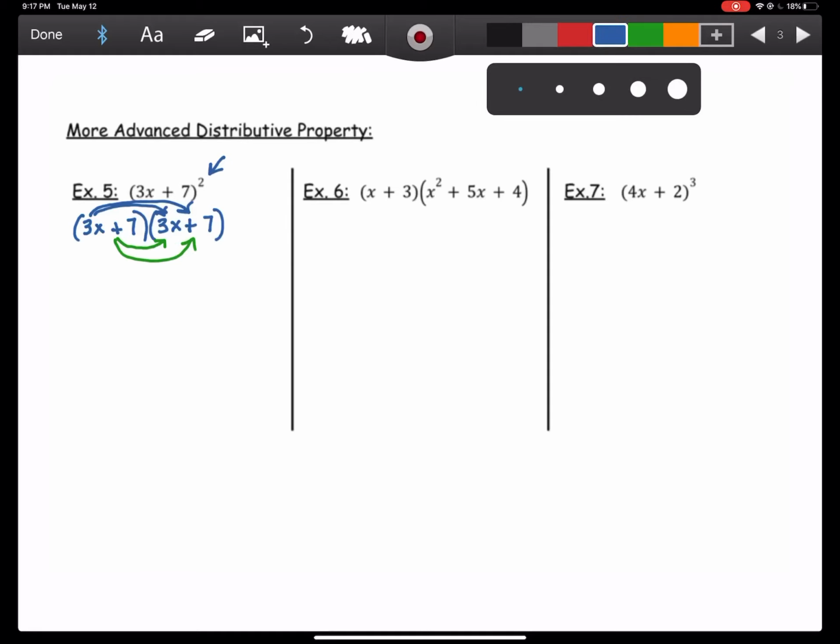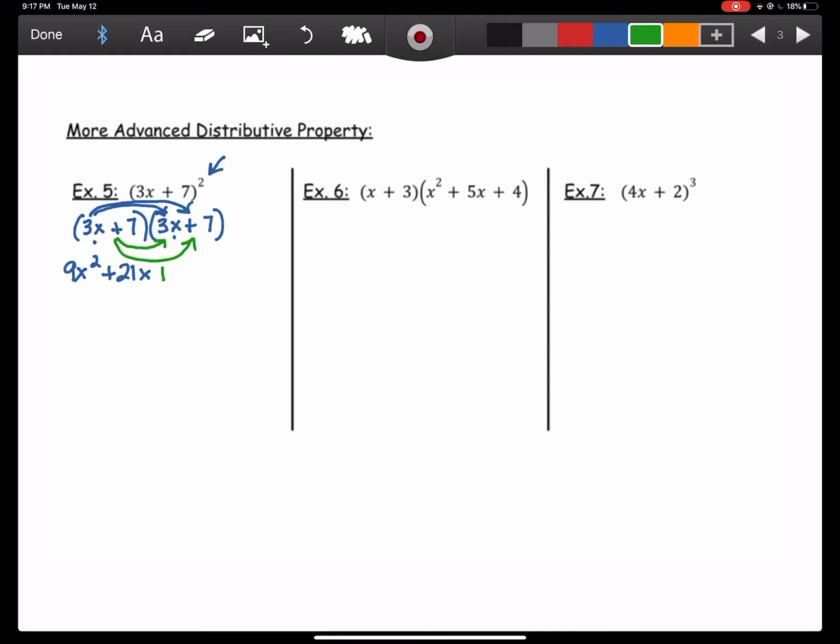So here we go. 3x times 3x makes 9x squared. 3x times positive 7. Now I'm afraid I said plus. Let's back up. So 3x times 3x makes 9x squared. 3x times positive 7 makes positive 21x. Follow the green terms. Now the green arrows. Positive 7 times 3x makes positive 21x. Positive 7 times positive 7 makes positive 49.